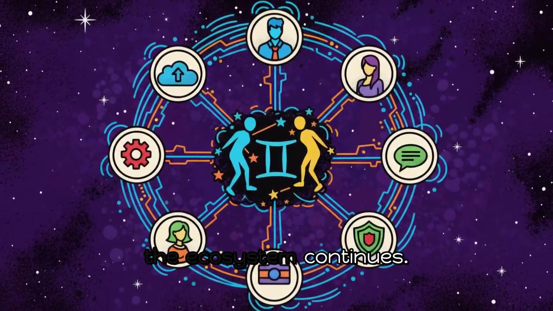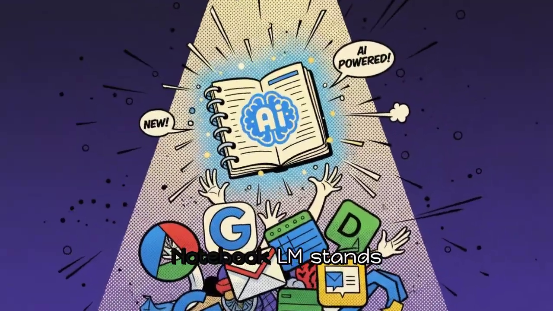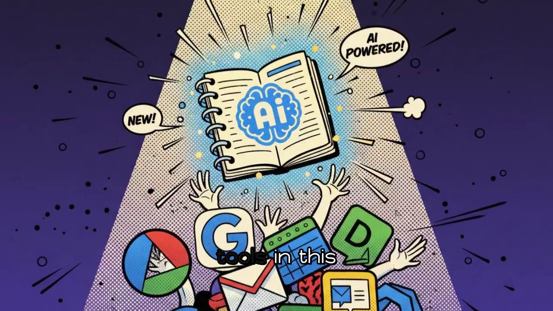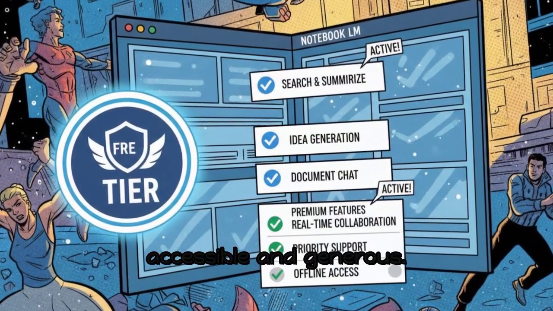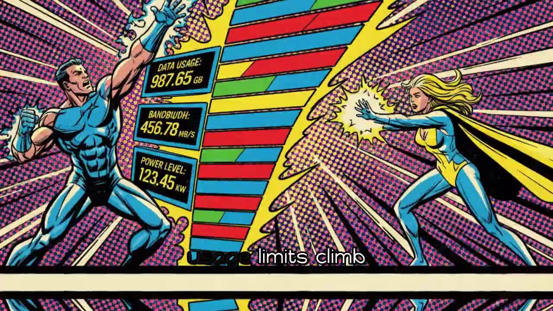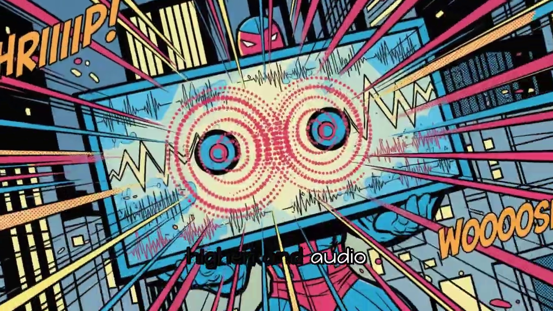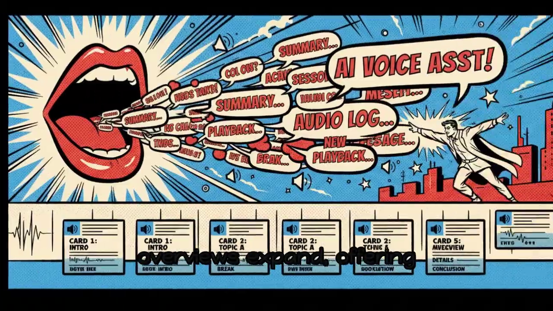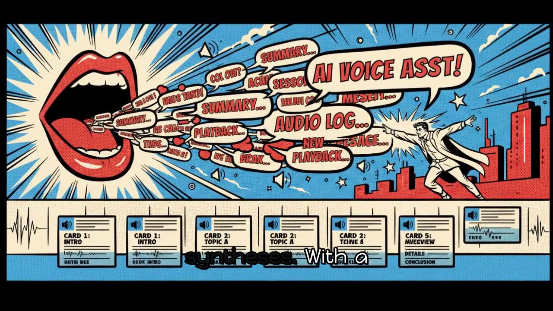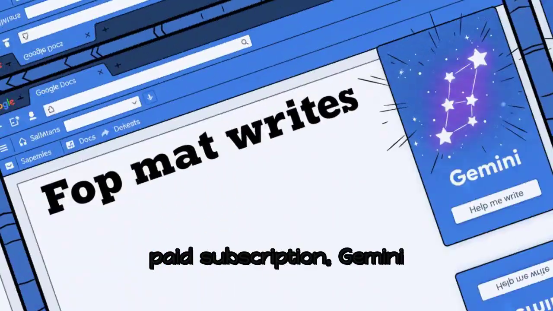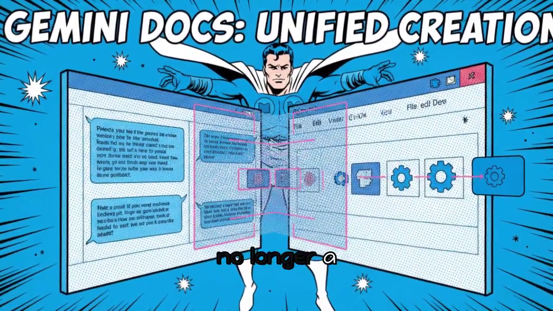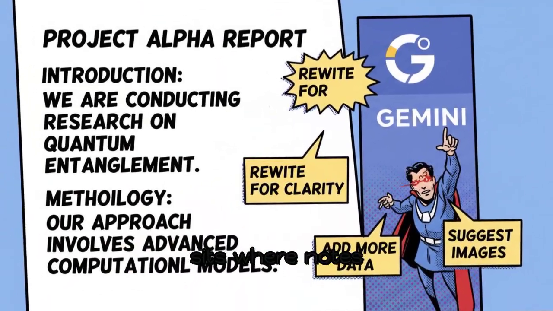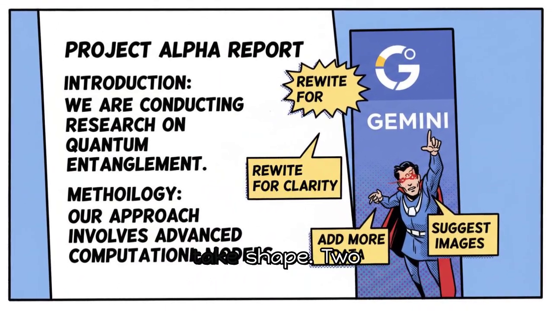Beyond Gemini, the ecosystem continues. Notebook LM stands as one of the most celebrated tools in this suite. On the free plan, its core features are accessible and generous. On paid plans, usage limits climb higher and audio overviews expand, offering more frequent spoken syntheses. With a paid subscription, Gemini also lives inside Google Docs. The writing companion is no longer a separate tab. It sits where notes are already written and drafts already take shape.